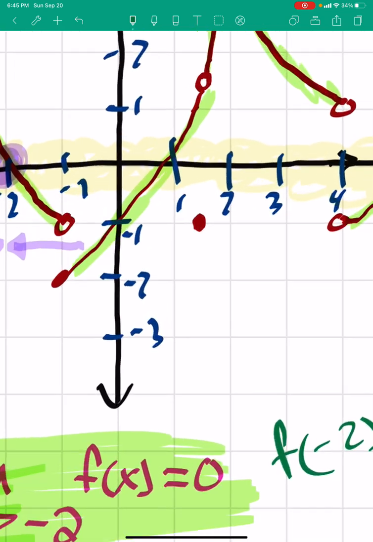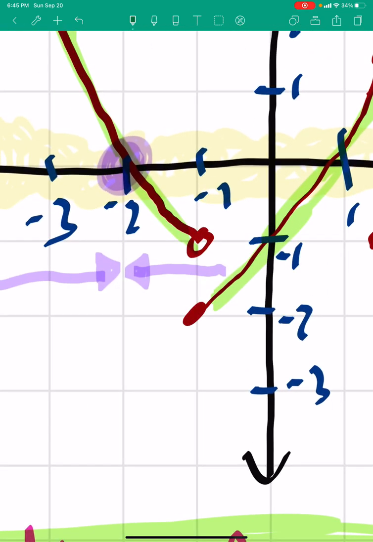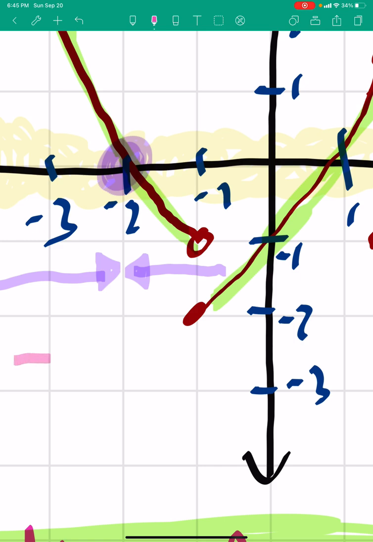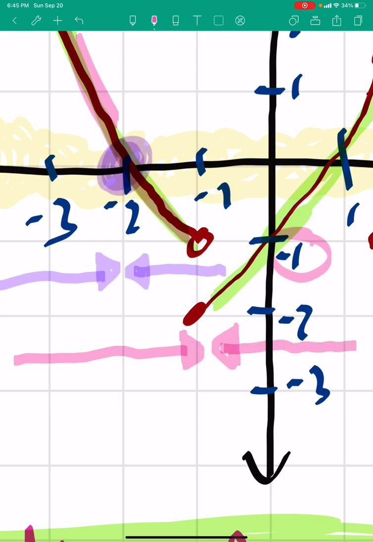Let's look at -1. As my function gets closer and closer to the value -1, from the left side, x approaches -1, if I trace that function, it's getting closer to a y value of -1. If I look at it from the other side, as x gets closer to -1 from the right direction, notice that the y value it gets closer to is -2.